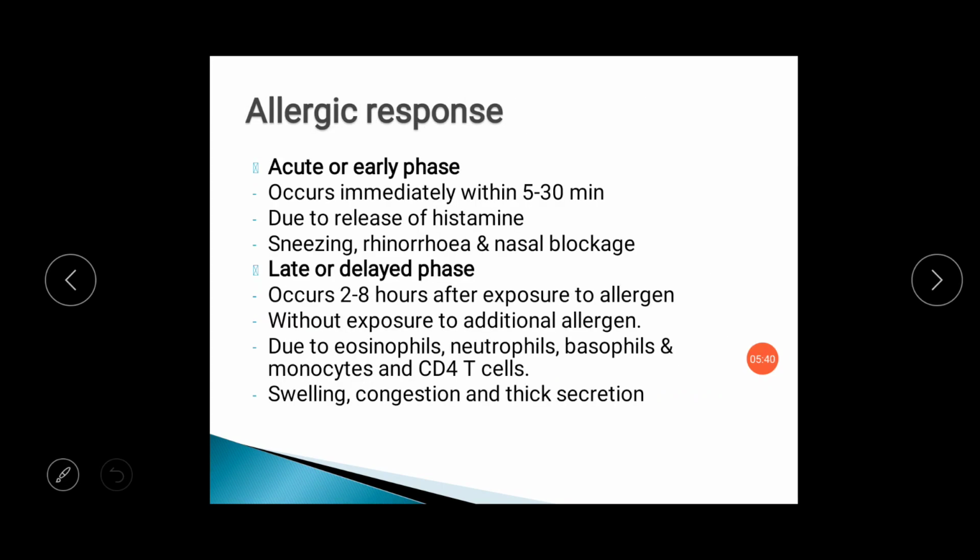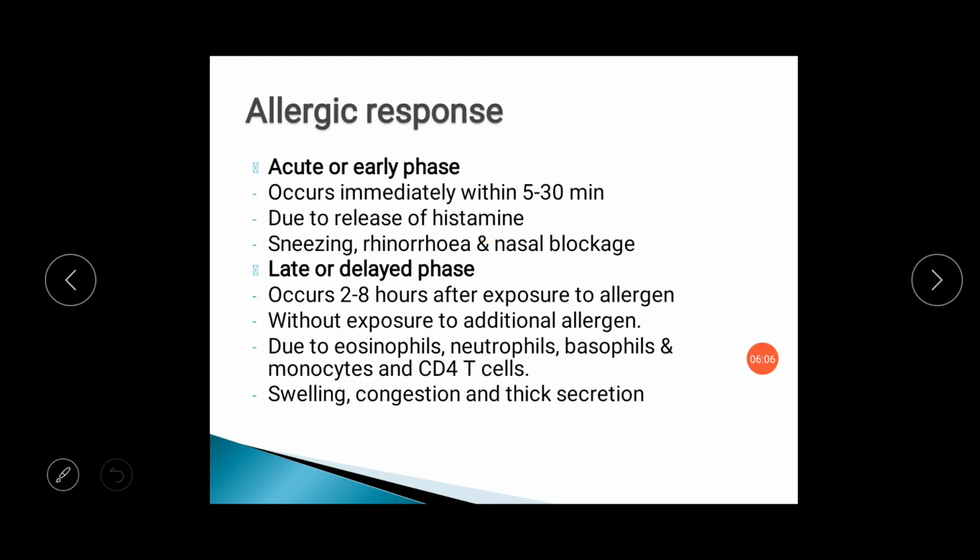Usually the allergic response is divided into two parts: the acute or early phase of reaction, which occurs immediately, within 5 to 30 minutes, half an hour, of exposure to the allergen. It is due to the release of histamine, which is preformed in the mast cells. It causes sneezing, rhinorrhea, that is nasal discharge, and nasal blockage.